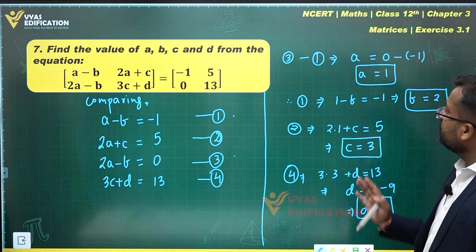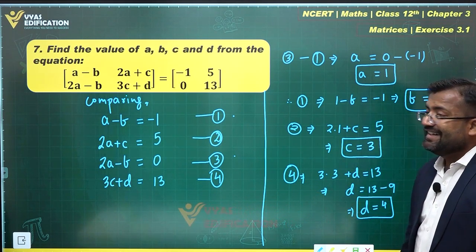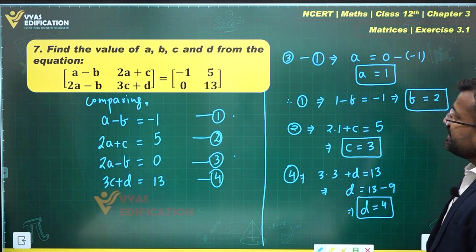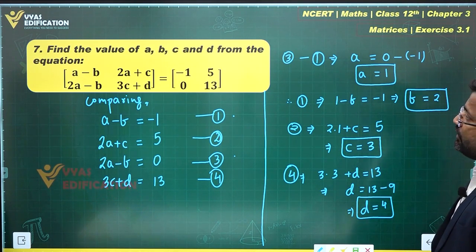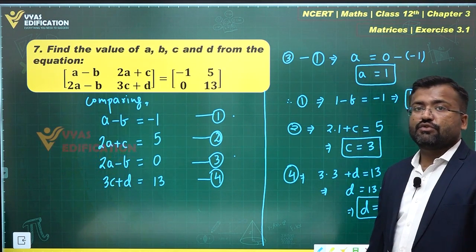That is all in this question. These are the values of A, B, C and D, as you can see over here. Let me move aside for you to take a complete look at this.